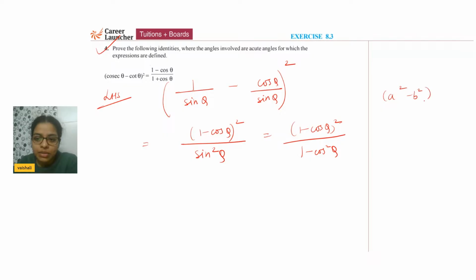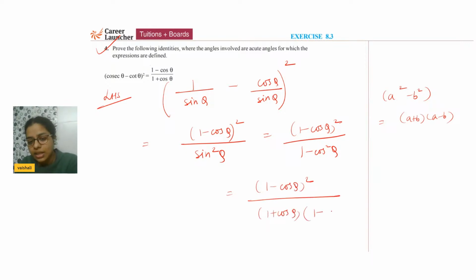A square minus b square, how can we write it? A plus b, a minus b. So that is what I'm going to substitute here, which is a plus b and a minus b. So it means one of the factors I can cancel out, and if you see, this is what your right hand side is talking about. So this is equal to RHS. Is this clear to all of you? And we are done with the proving portion.